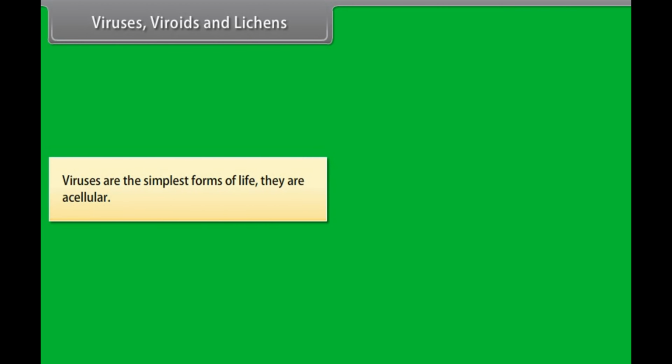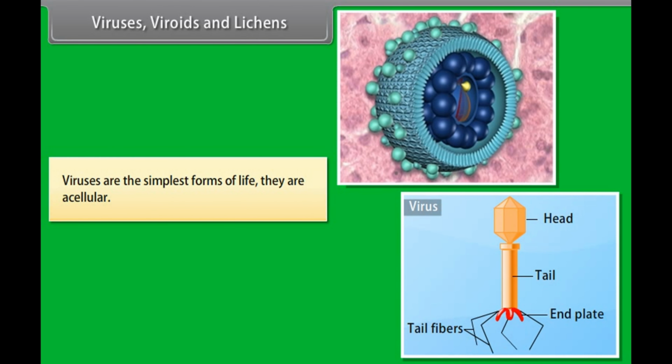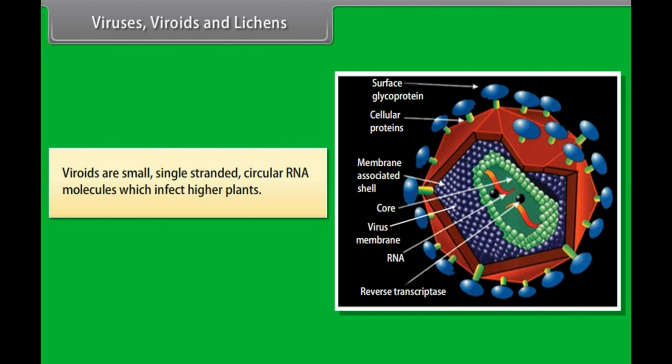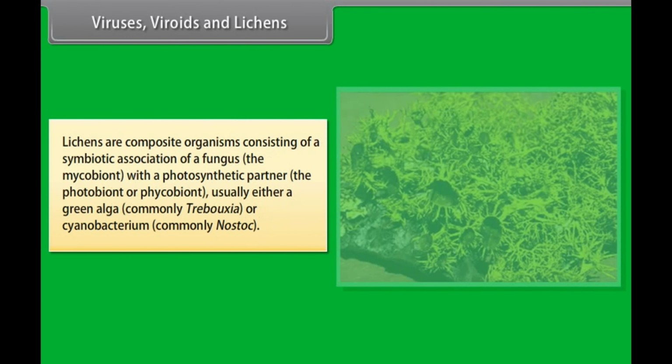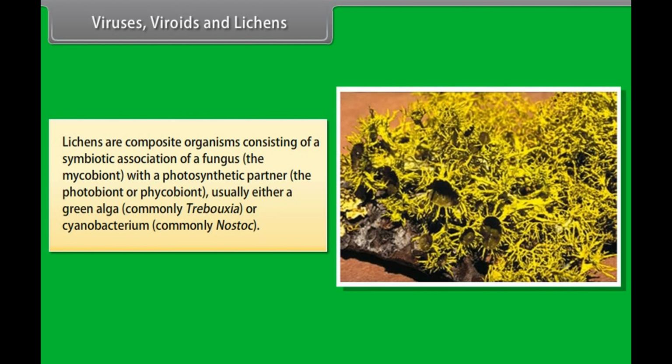Viruses, viroids and lichens. Viruses are the simplest forms of life. They are acellular. Viroids are small single-stranded circular RNA molecules which infect higher plants. Lichens are composite organisms consisting of a symbiotic association of a fungus, the mycobiont, with a photosynthetic partner, the photobiont or phycobiont, usually either a green alga, commonly Trebouxia, or a cyanobacterium, commonly Nostoc.